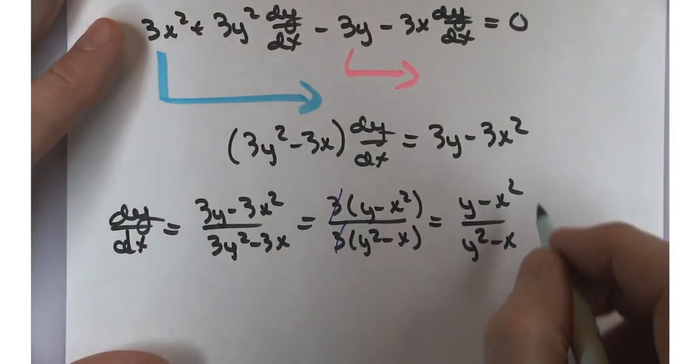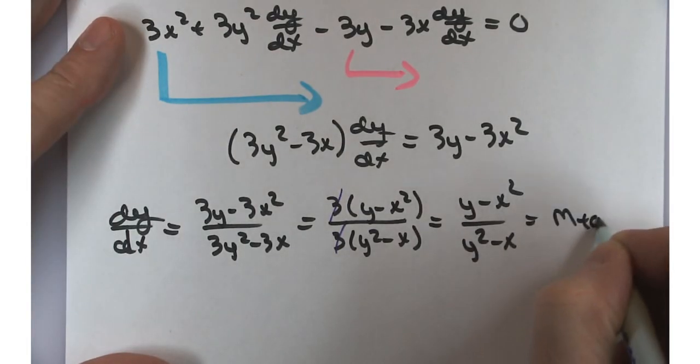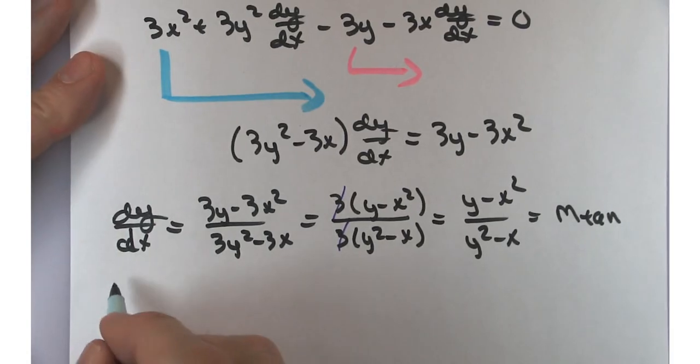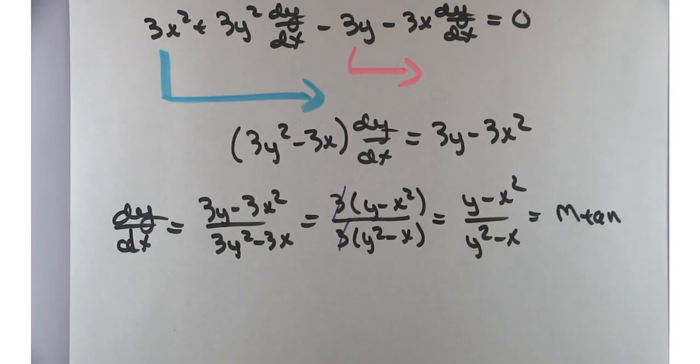Now, this is going to tell us the slope of the tangent line. But unlike your usual derivatives where we put in a value for x, now we've got to put in a value for x and y. Fortunately for us, that was given.